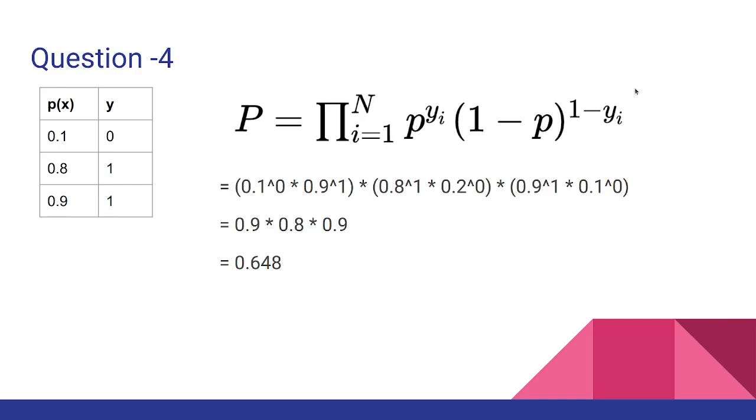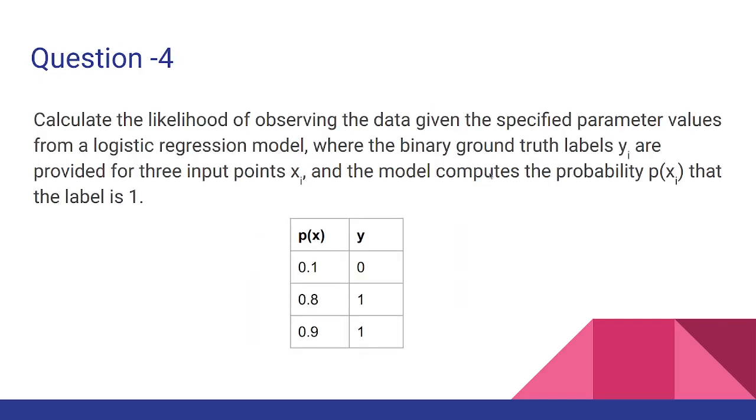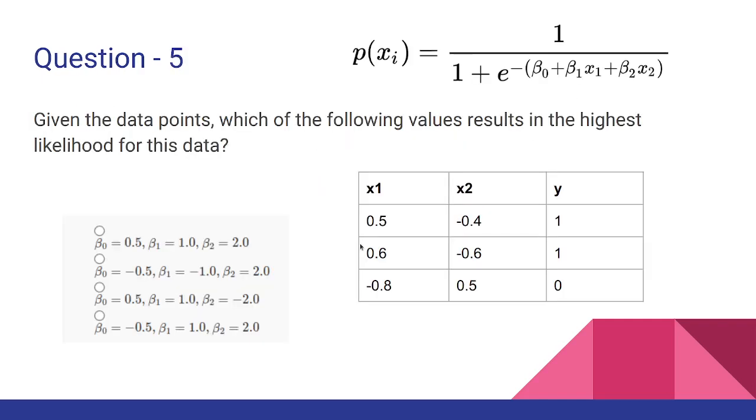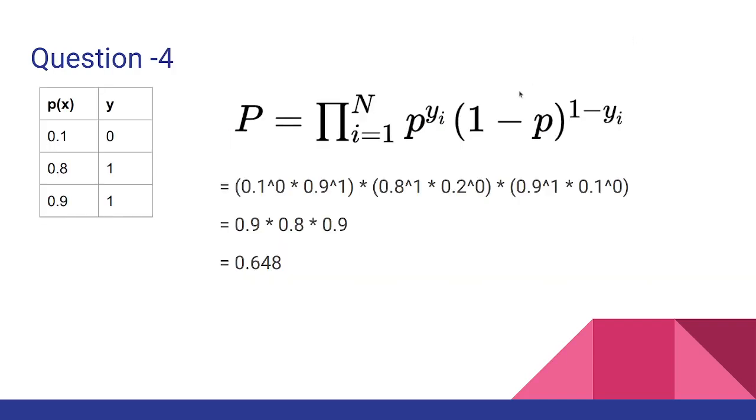The next question is also about likelihood, but the calculation is a little bit different, because here we have been given p of x, but in this case we are not given that. We are given x1 and x2, and also here we have to find the p of x. The p of x formula is this one. So you can just apply the likelihood formula, but you have to find p.